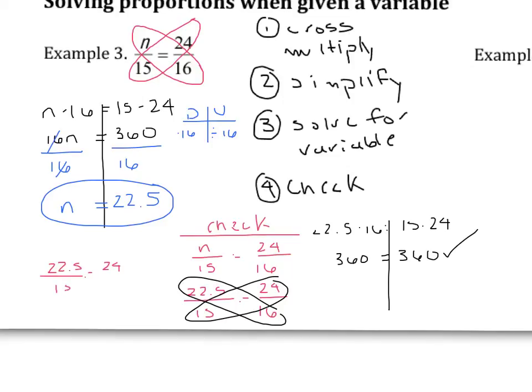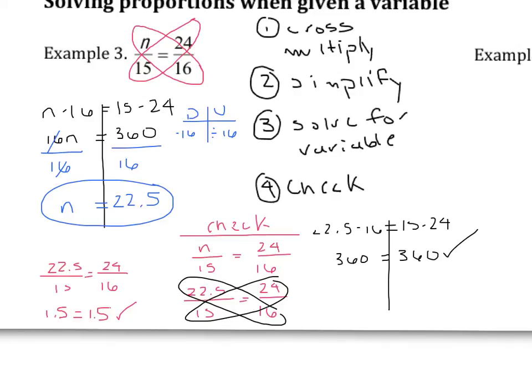Your other option is to take your two ratios that you set up, so 22.5 over 15 equals 24 over 16, and reduce them, change them into decimals, and see if you get the same decimal. So 22.5 divided by 15 gives me 1.5. 24 divided by 16 equals 1.5. When we reduce our fractions, they are equal. So our check works, so our answer is 22.5.